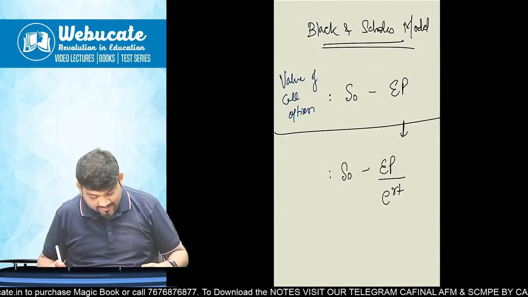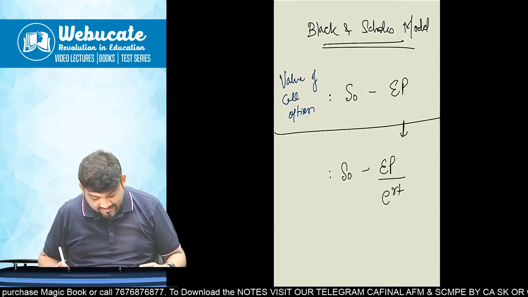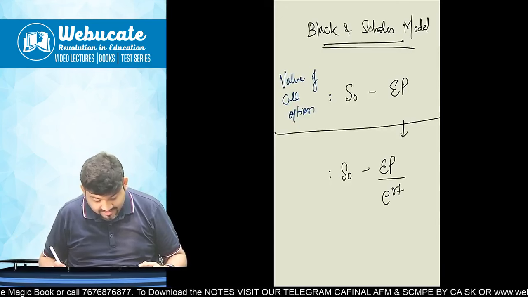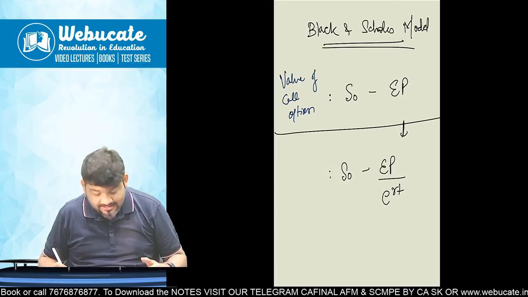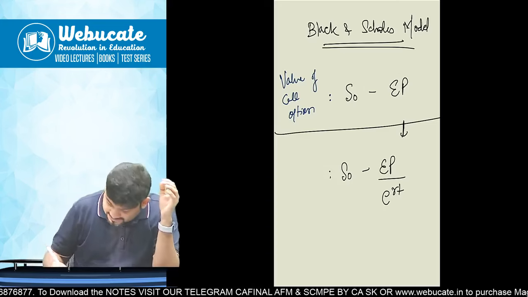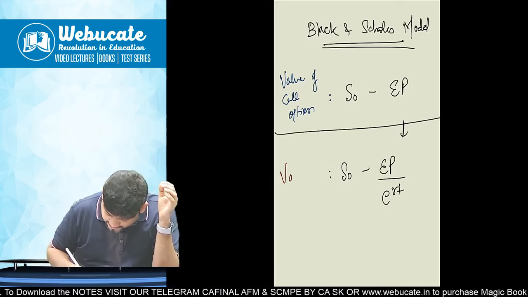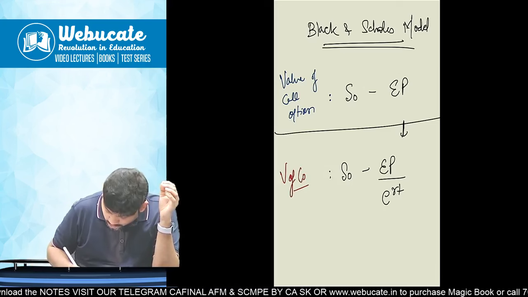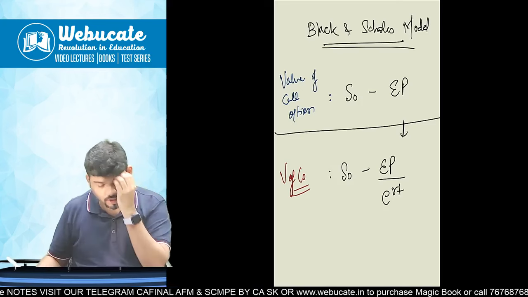Now we are coming to Black-Scholes. This is where we use the formula of Black-Scholes, where we use e raised to rt, continuous compounding, to bring the exercise price to the present value. This is what? The value of the call option.